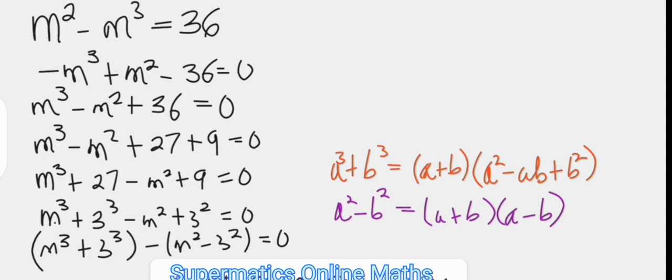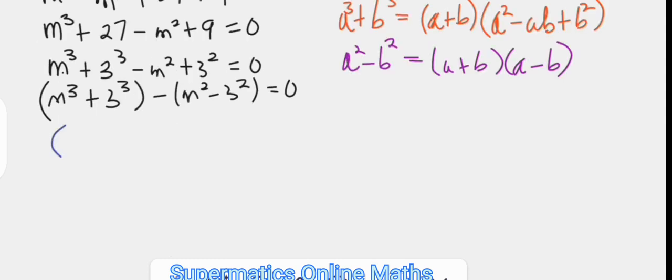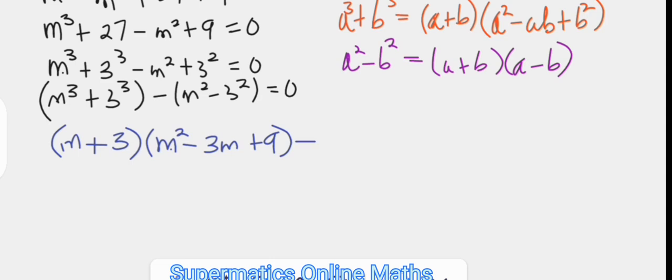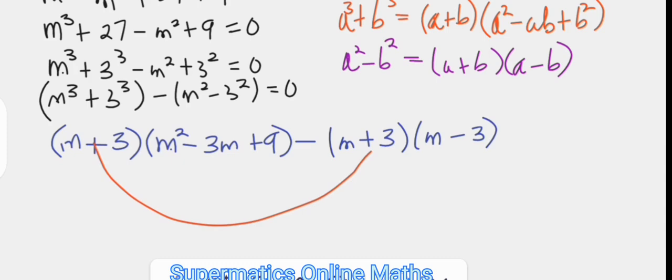So this we're going to apply to the parentheses to give us m plus 3 multiplying m squared minus 3m plus 9. That's how m cubed plus 3 cubed factored out. Then minus, for the difference of two squares, we have m plus 3 multiplying m minus 3. Now we can factor out m plus 3 from the two terms.